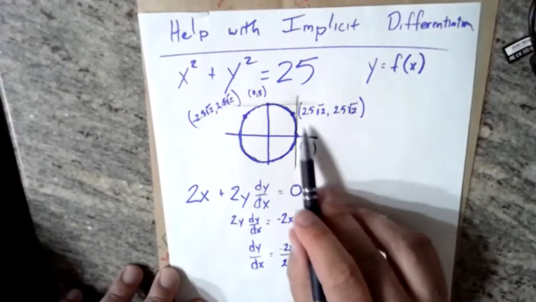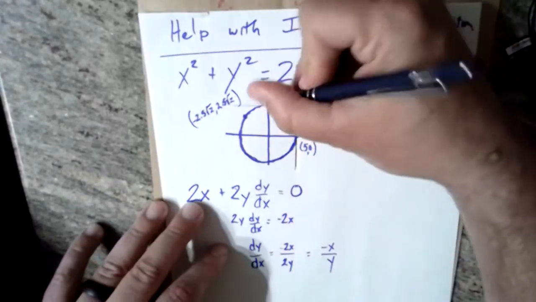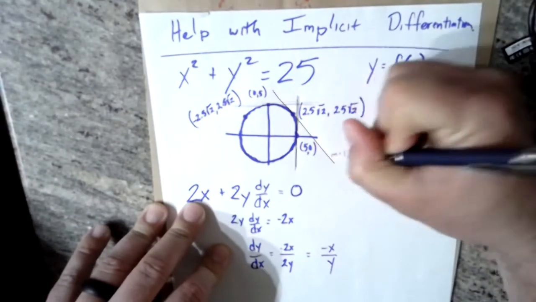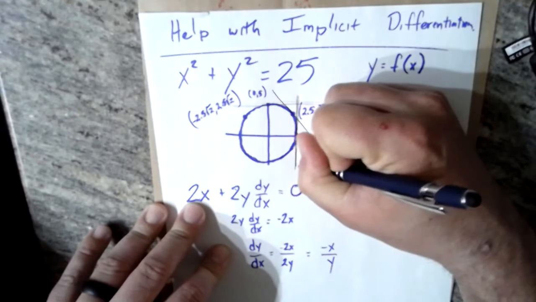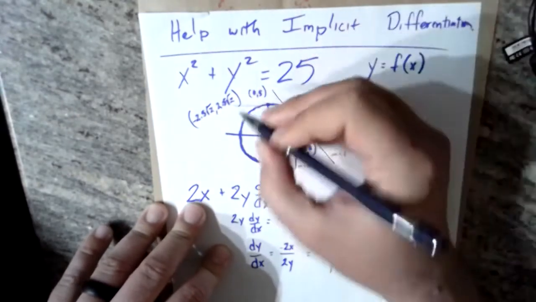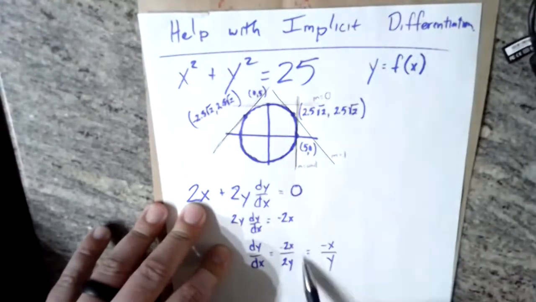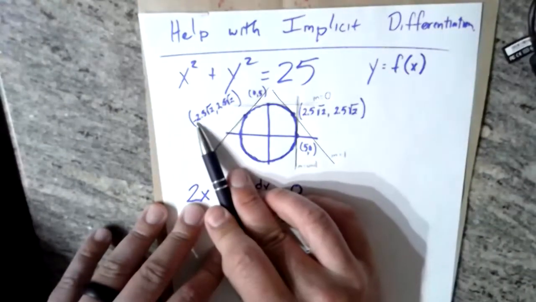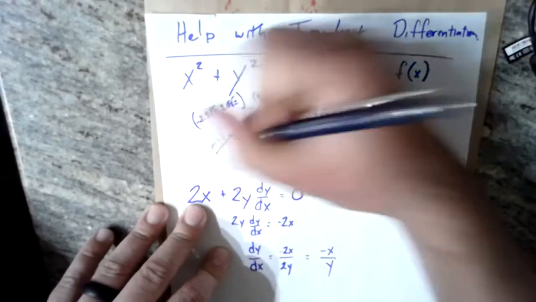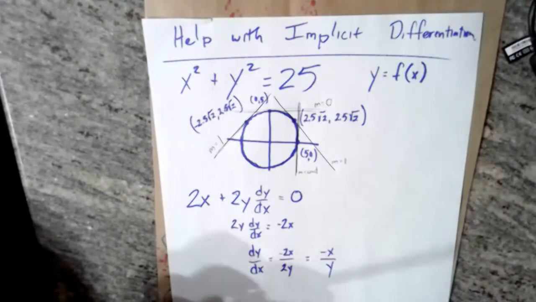What about at this point? You get a negative 2.5 radical 2 divided by a positive 2.5 radical 2. Okay. This slope is negative 1. This slope here was undefined. This slope was 0. And let's look at one more. If I take these values and put them into this equation, I get a negative negative, which is a positive, divided by a positive, and this slope is 1. Okay? So I hope that helps you understand what you are actually doing.